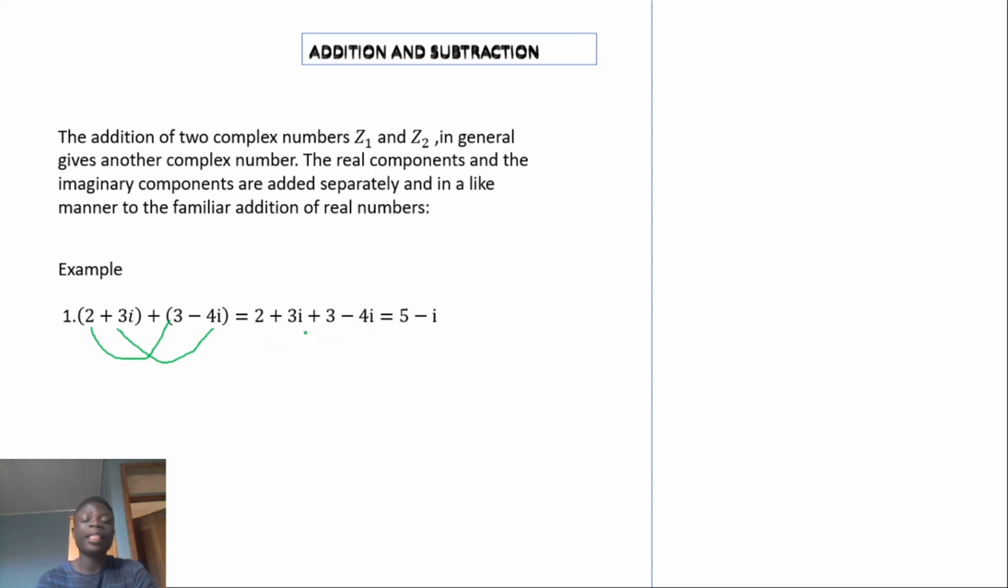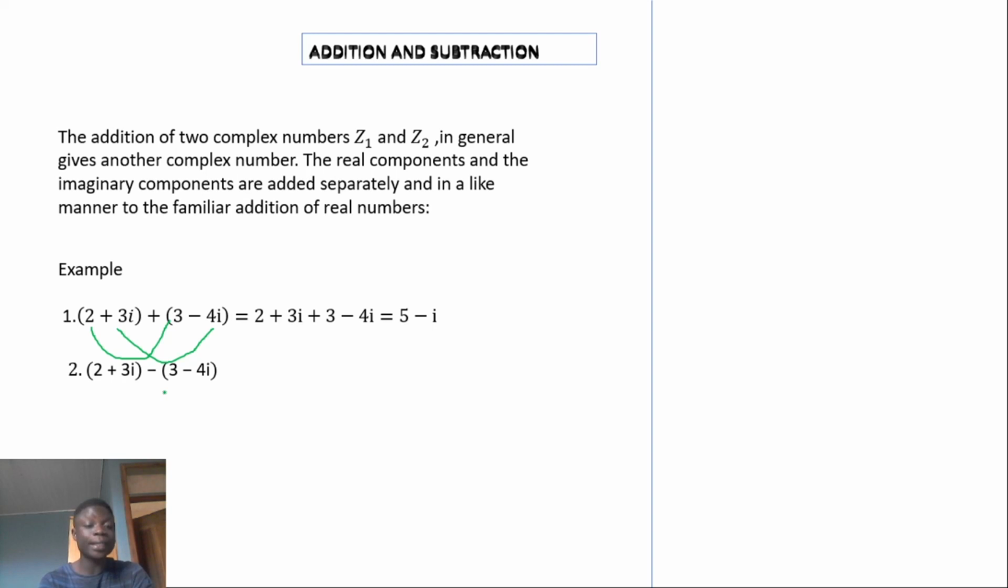And 3i minus 4i will give you -i. That's why we have 5 minus i. Now, pause this video and try this. Okay, I know that you've paused, and let's see your result.